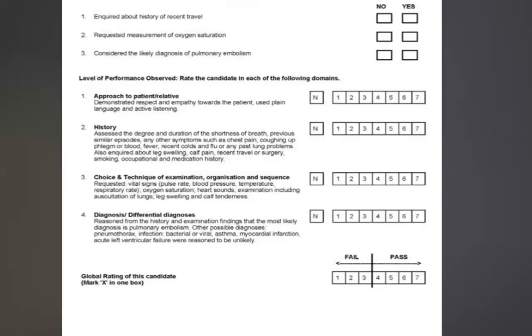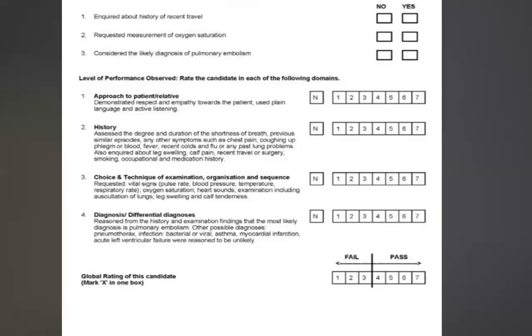Approach to the patient and relative will always be there in each and every case, and it's a very important domain. A lot of people confuse approach to the patient with empathy. Well, empathy is part of approach to the patient, but it's not limited solely to empathy. I'm going to give you some examples. For instance, a patient presents to us with pain. Just telling the patient, I'm sorry that you're having pain, is not enough. We have to address the patient's problem. We have to give the patient pain relief medication.